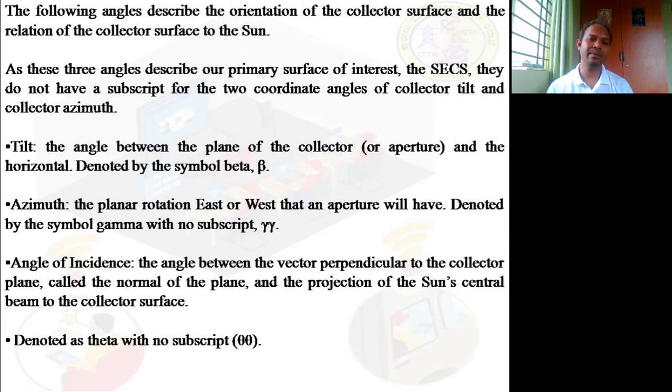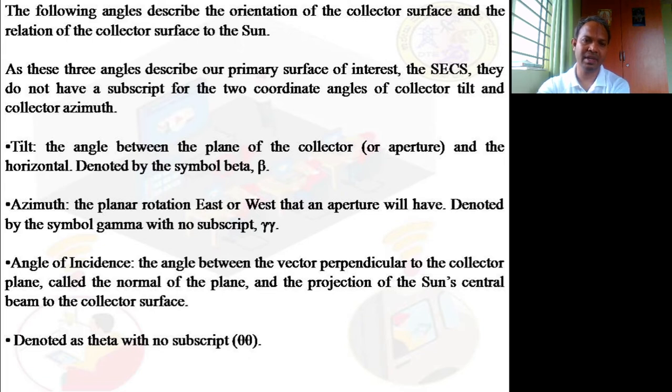We have discussed already a few angles like zenith angle, azimuth angle, altitude angle and latitude angle. These are a few of the angles which have been discussed when we are talking about the collector surface and the sun. As these angles describe our primary surface of interest, the orientation of these collectors has two coordinate angles: the collector's tilt and the collector's azimuth angle.